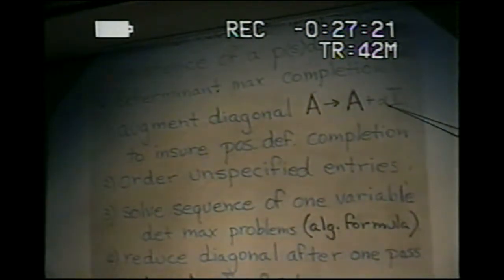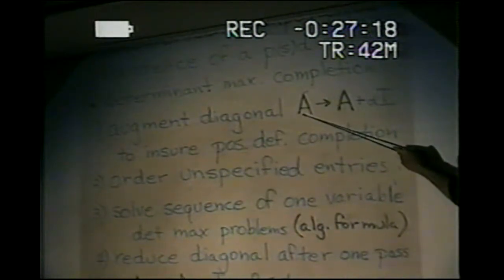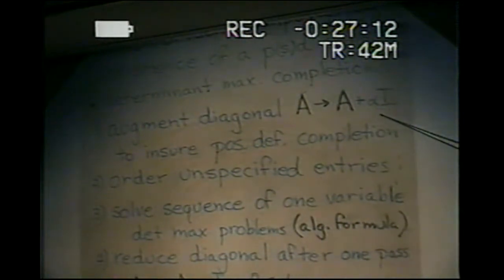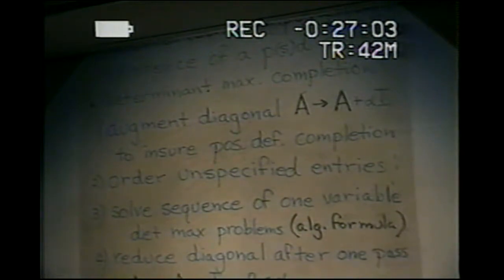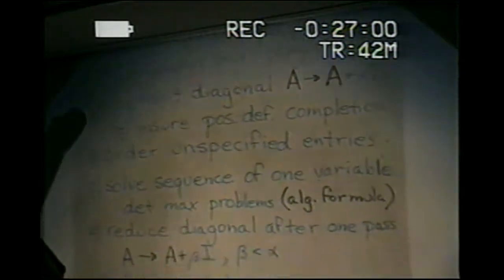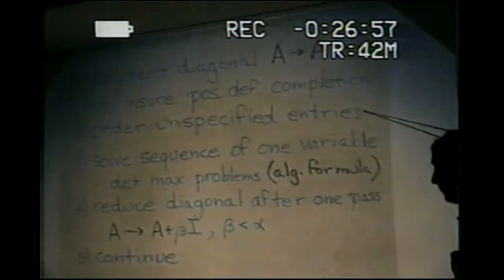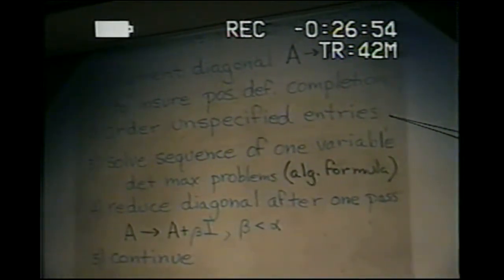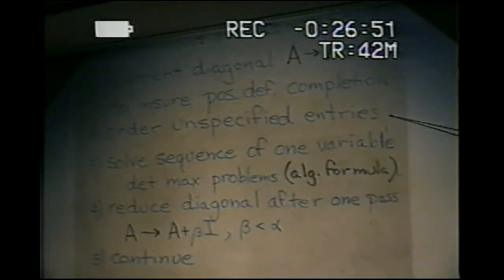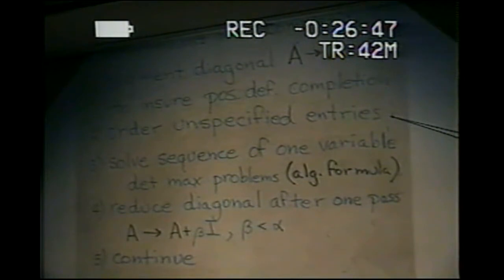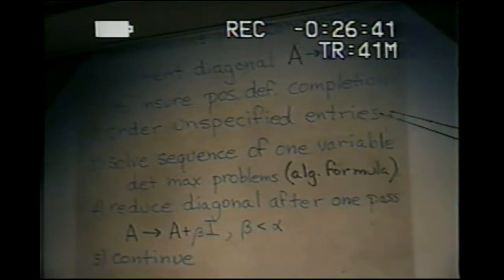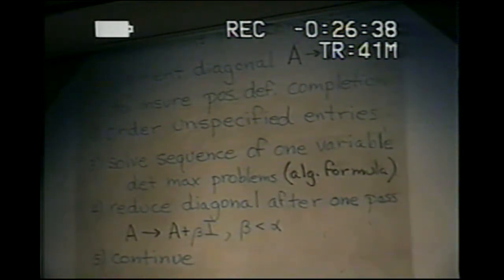One way to do that is the following. I could take the zero completion here, and then make alpha big enough so that this is diagonally dominant, say. So I simply make a new problem with alpha in which I know there are positive definite completions. Now, pick some order for the unspecified entries. Theoretically, any order will do, but in fact, some orders are better than others that somehow take advantage of chordality. For this discussion, just fix any old order.